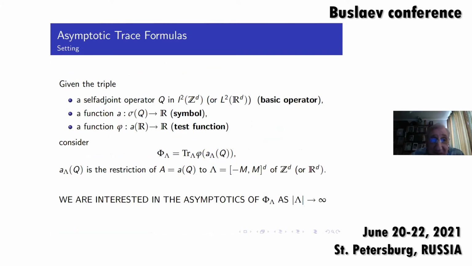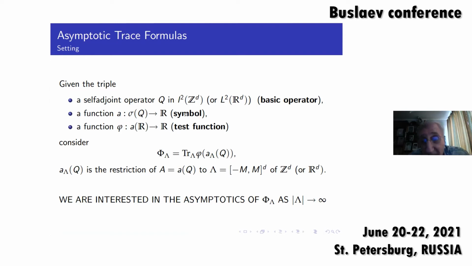So let's consider the triple. The space L2, little L2 or capital L2, and some self-adjoint operator Q, which we call basic operator, and 2 functions. Function A, which acts from the spectrum of Q just to real axis, and the second function that acts from the image under A of the spectrum again to the whole real axis, and we call this the symbol. This is the test function symbol.